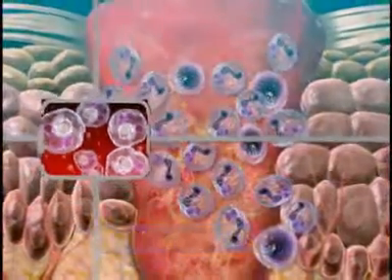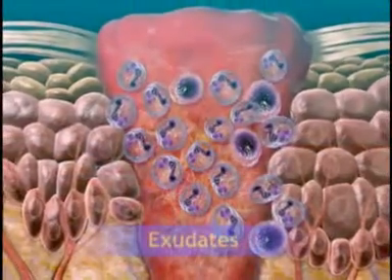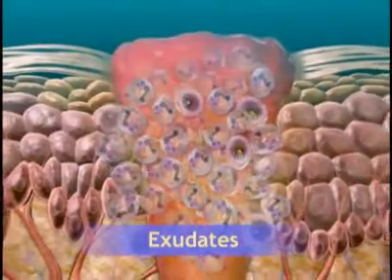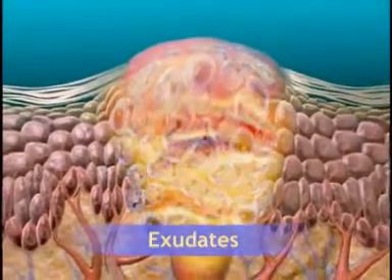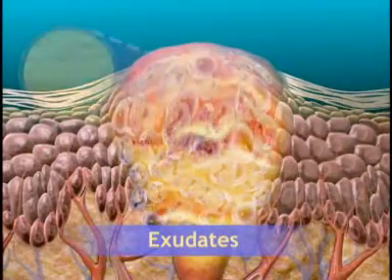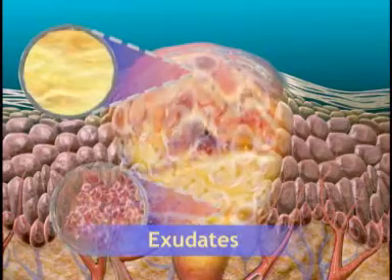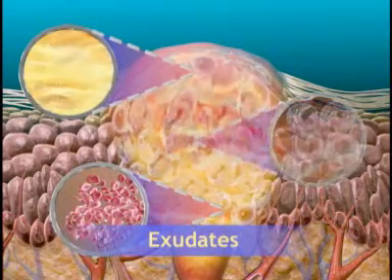Products of phagocytosis, along with plasma and blood cells, form exudates, which accumulate, causing swelling and pain. Exudates are composed of serous fluid, red blood cells, fibrinogen, or tissue debris, and white blood cell breakdown products.